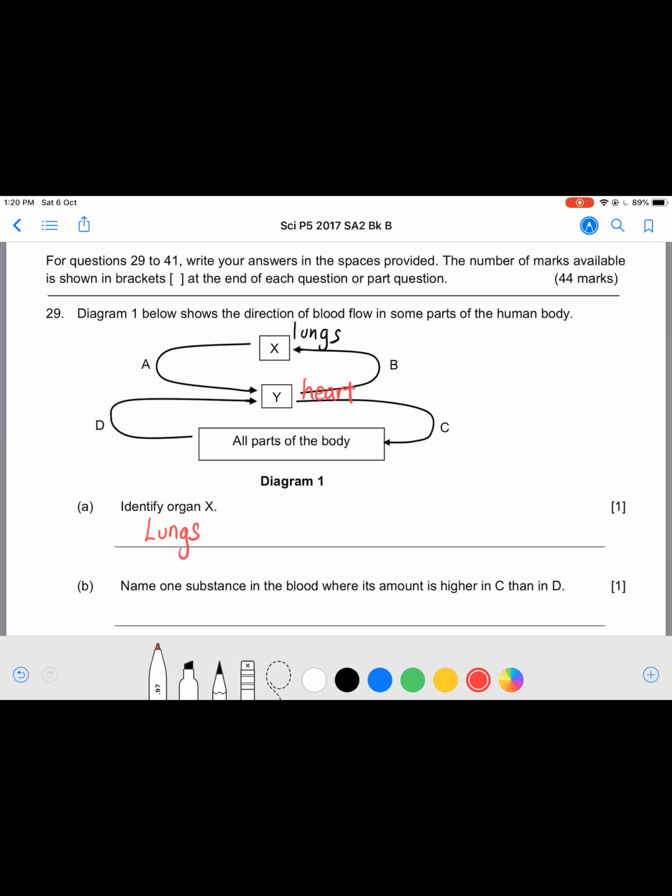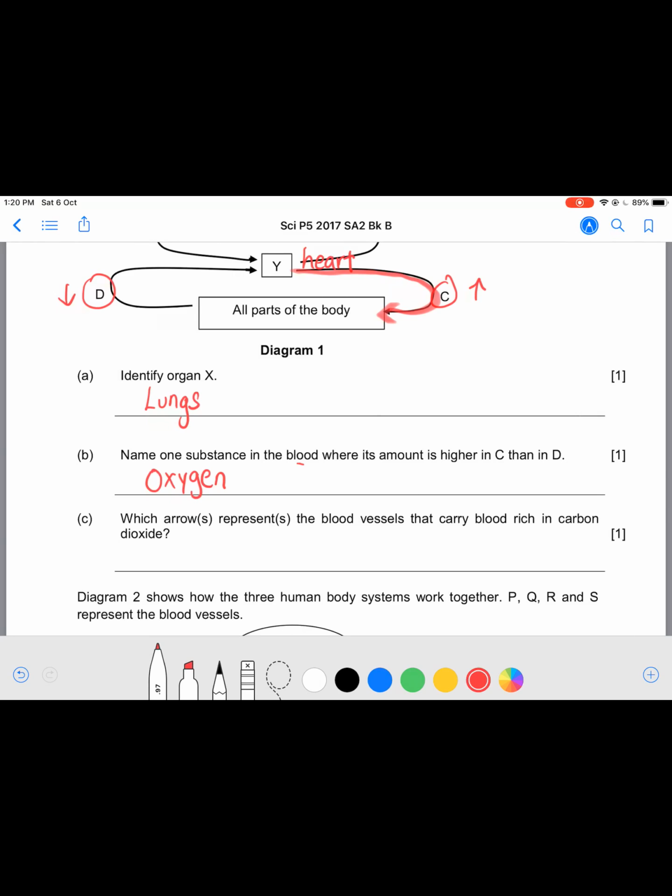Name one substance that's higher in C than in D. Alright, so let's look at the direction. The direction of C is such that you have something going from the heart to all parts of the body. And that's something that's high in amount, high in a particular gas. And that has got to be, of course, the oxygen. Because it's where oxygen is being pumped into all parts of the body before it is being used up.